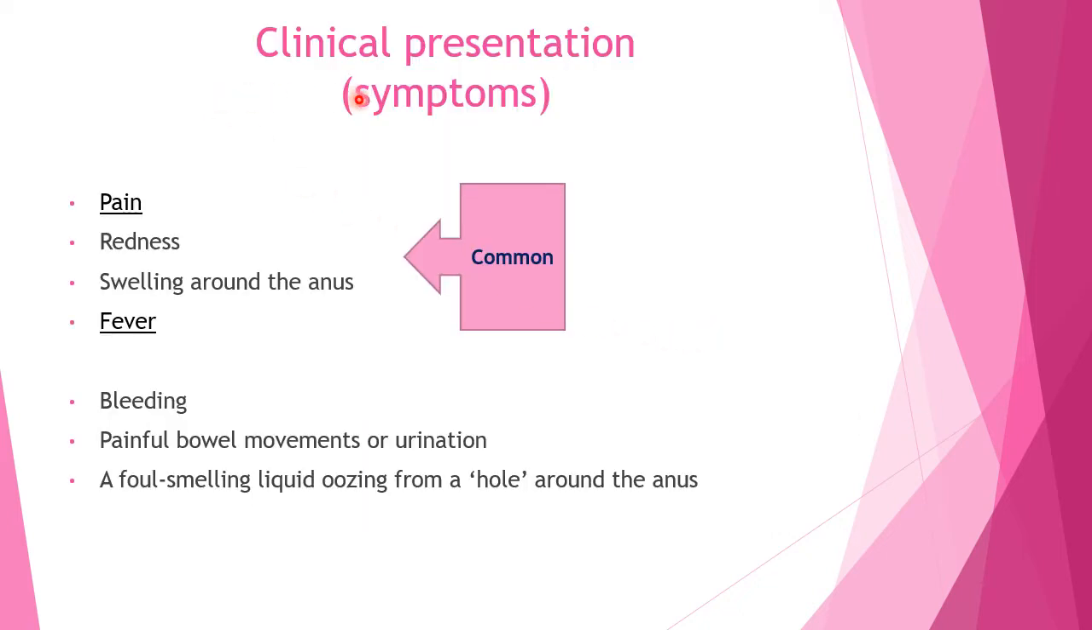Now we come to the clinical presentation of perianal fistula. The three most common symptoms are pain, redness, and swelling around the anus. Then they can have bleeding PR from the fistula, especially if it is infected or traumatized. You can have painful bowel movements or urination. There can be fever if there is secondary infection, and foul smelling liquid oozing from the opening or the hole around the anus.